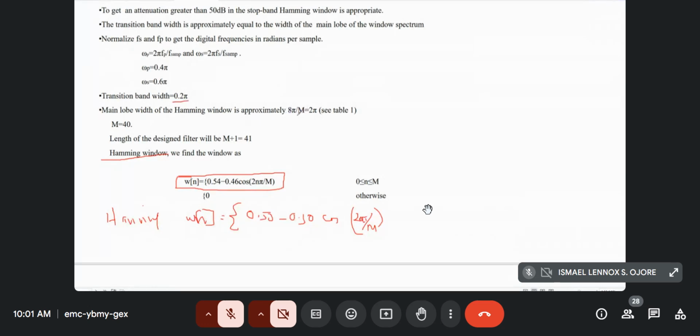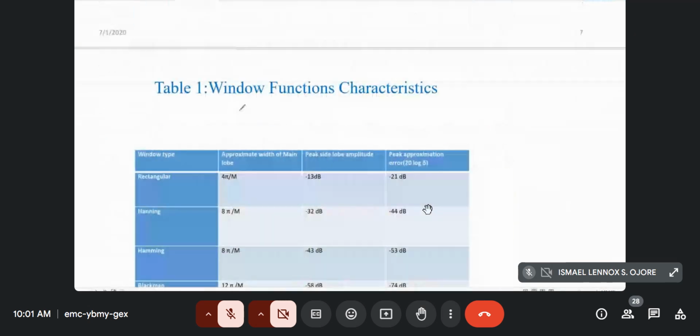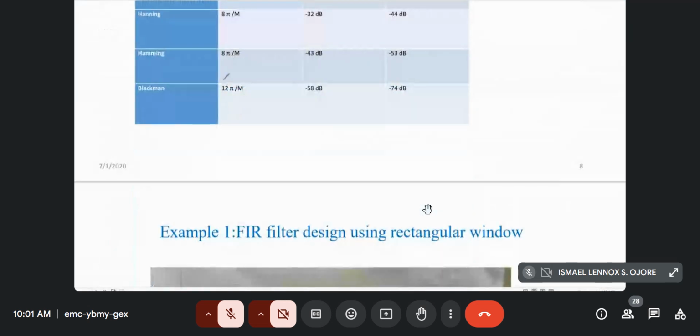So this divided by this must be equal to 0.2π. So we are calculating now M from the width we want. Are you getting me? If you are going to use the Hamming window, for example, then the width will be equal to this. So depending on the width you want, you determine the M.